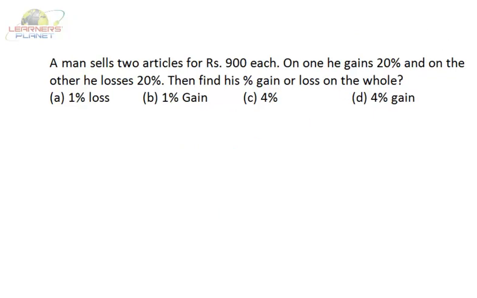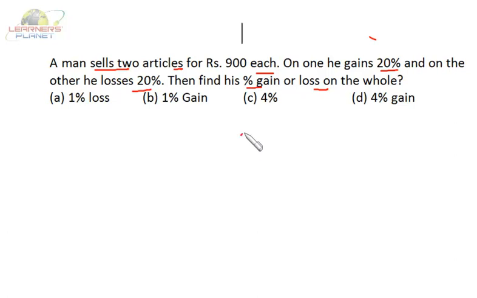Now friends, let's see this problem. A man sells two articles for rupees 900 each. On one he gains 20% and on the other he loses 20%. We have to find his overall percentage gain or loss. Since the selling price is same, definitely he is going to make a loss.